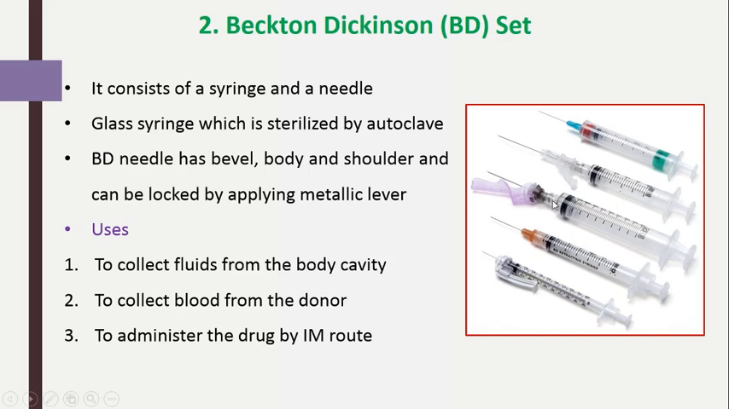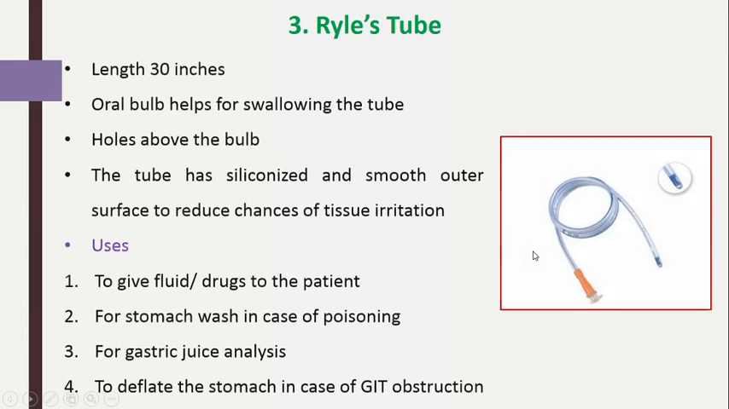So by applying the pressure here, we can stop or open the nozzle of this particular syringe or this set. This particular BD set is used to collect fluid from the body cavity. It is also used to collect blood from donors, and it is also used to administer drugs by the intramuscular route. So these are the applications of this BD set.